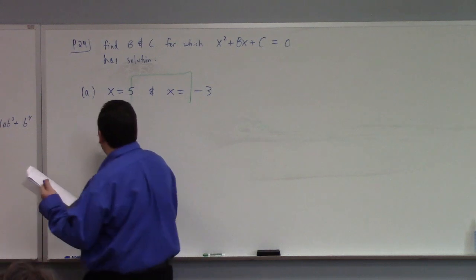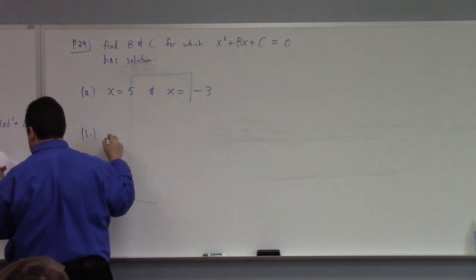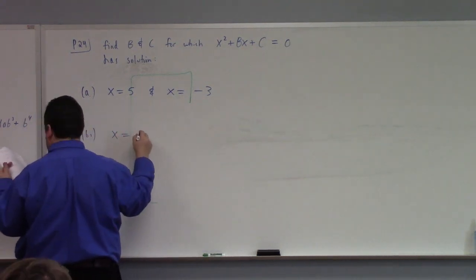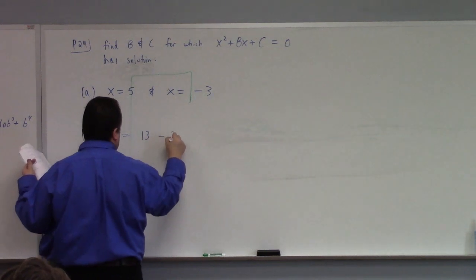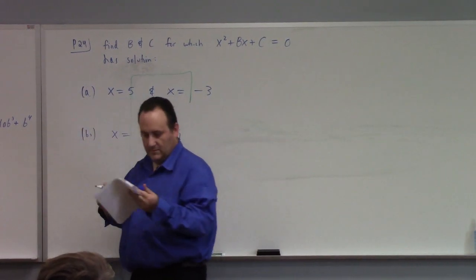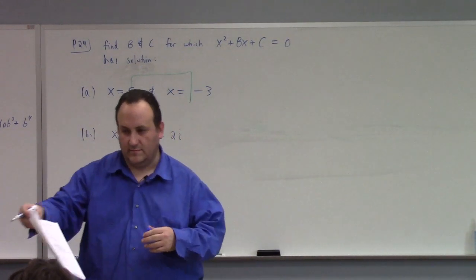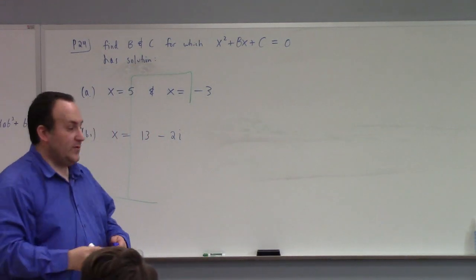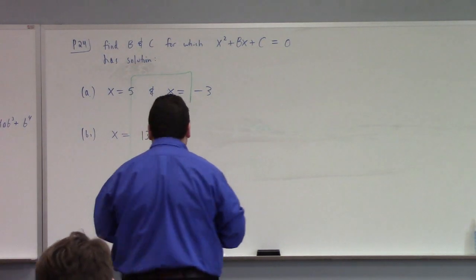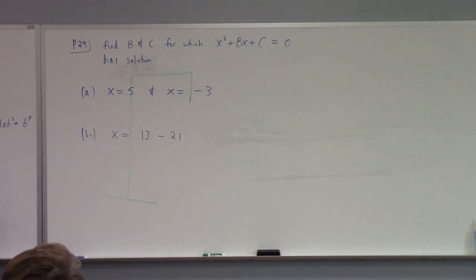All right, and then I'll do another one. What if you want x equals 13 minus 2i? If I do those two, that should pretty well give you the idea. The way to do these is the factor theorem. Guys, tell me what the factor theorem said.